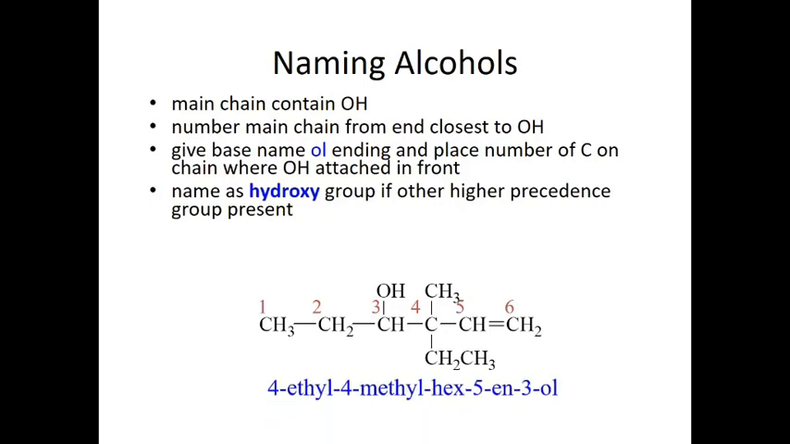It follows the rules. 4-ethyl, 4-methyl, hex-5-en-3-ol. We said to put the numbers in there. Where did the 4-ethyl come from? Well, 1, 2, 3, 4. Here's the other group, on carbon number 4. Yes, it goes to 6, but the ethyl is on carbon number 4. There's also a methyl group on carbon number 4. It's hex-5-ene because the ene starts at carbon number 5, and the alcohol is at carbon number 3.